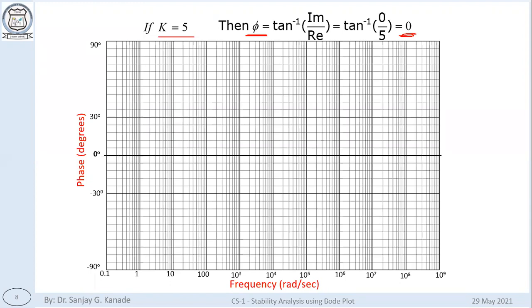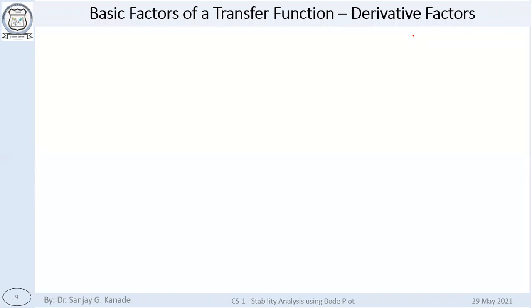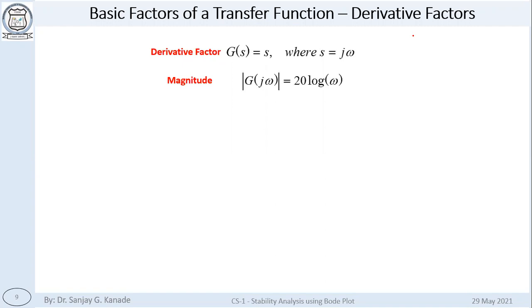Okay. Now this was about the gain factor K. Now let's take the next basic factor, which is the derivative and integral factor. So let's start with the derivative factor, means S in the numerator. Let's say G of S is equal to S. To get the sinusoidal transfer function, we just replace S by J omega. So we use the same formula for magnitude. Magnitude of G of J omega is nothing but 20 log of omega.